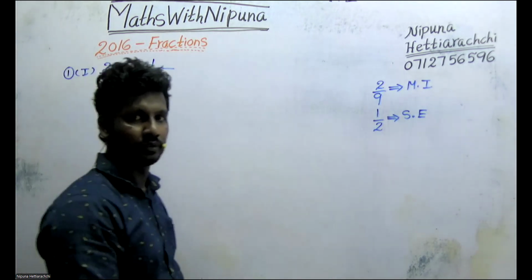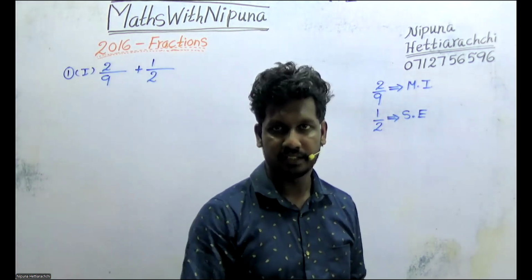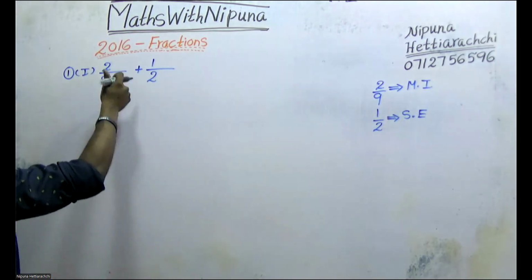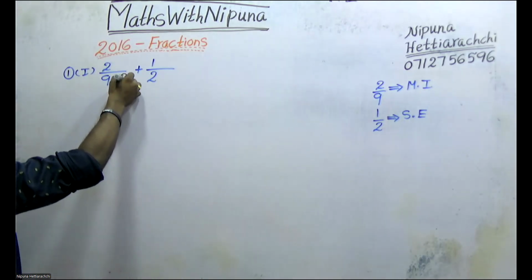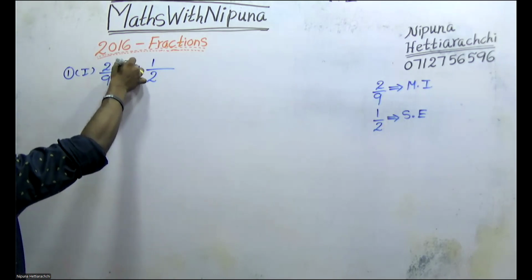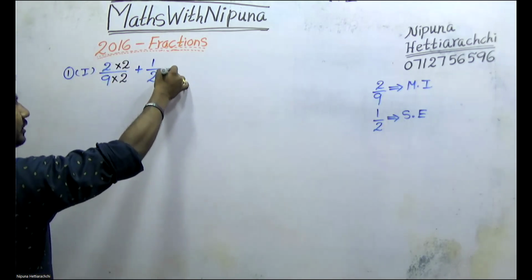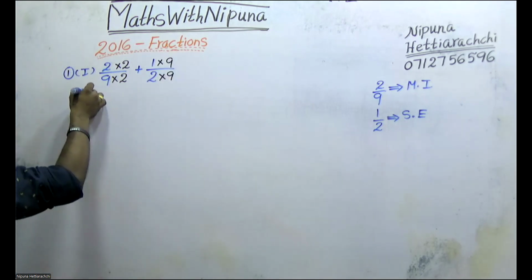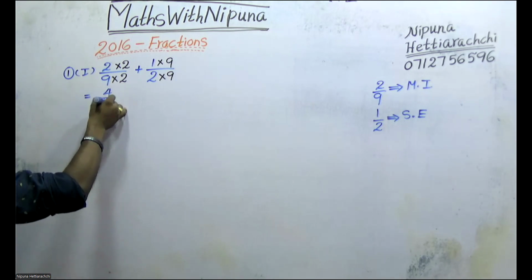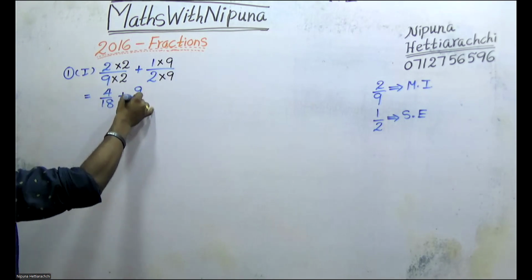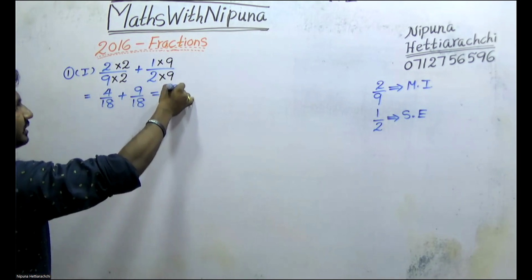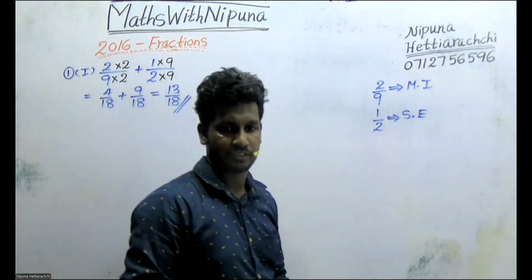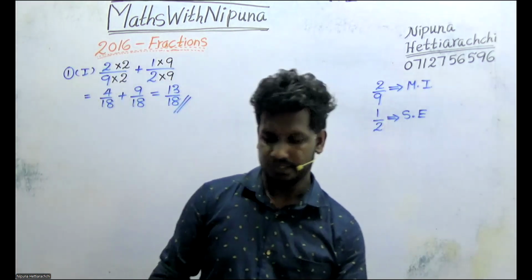Now what do we have to do? If you are going to add fractions, the denominators should be equal. Shall we make them equal? The denominators are 2 and 9. We can easily make 18. 9 multiplied by 2, and here also 2 multiplied by 9, numerator also multiplied by 9. Got the point? Then the answer is 4 out of 18 plus 9 out of 18. The answer becomes 13 out of 18. That is the total fraction.